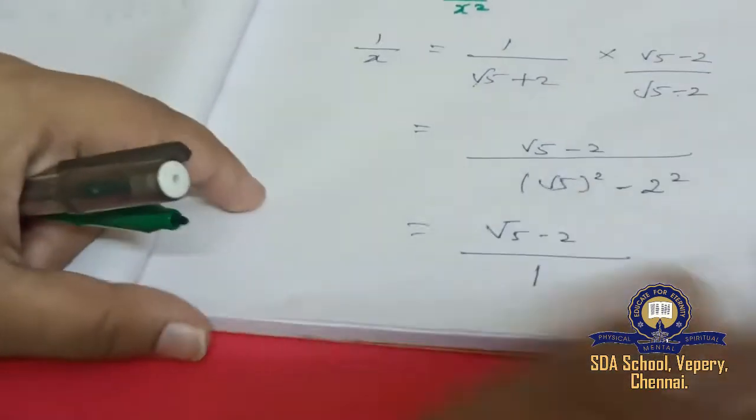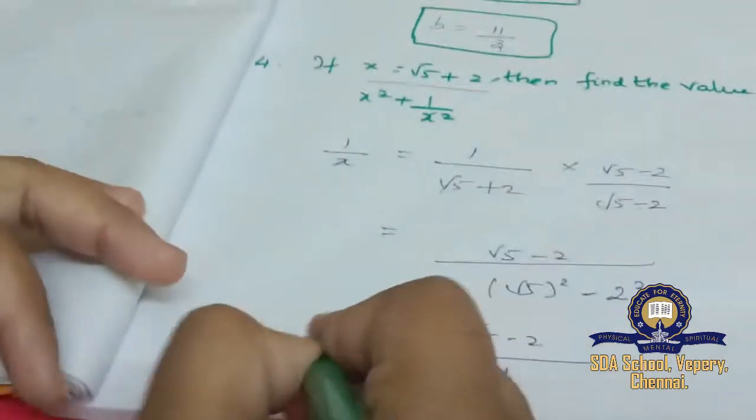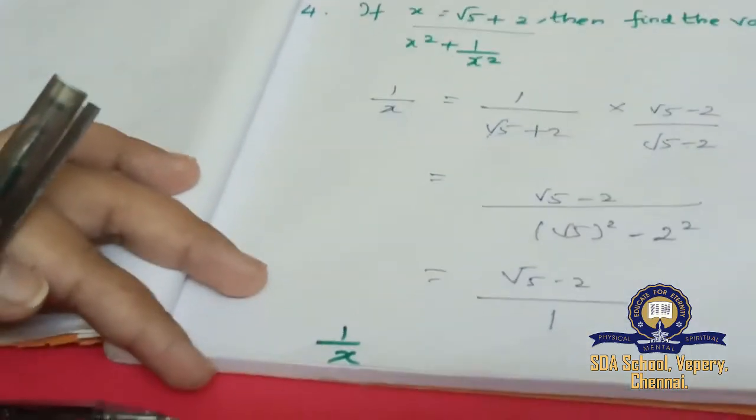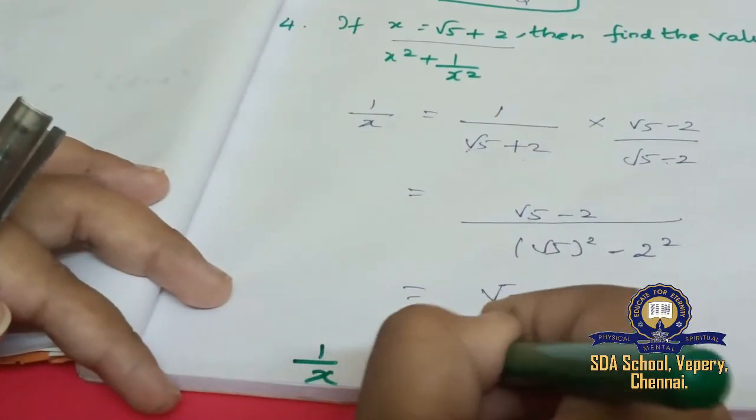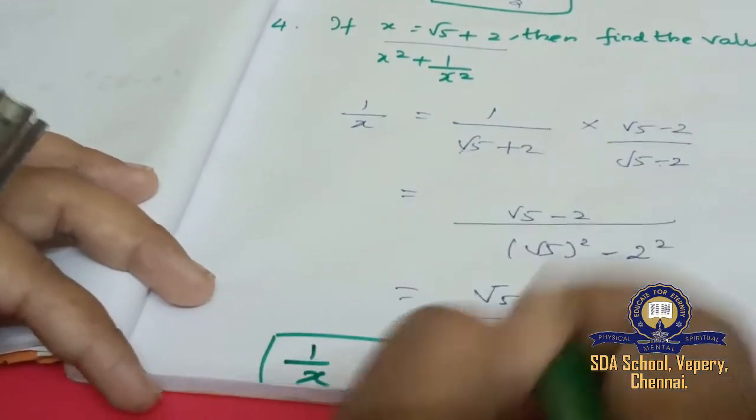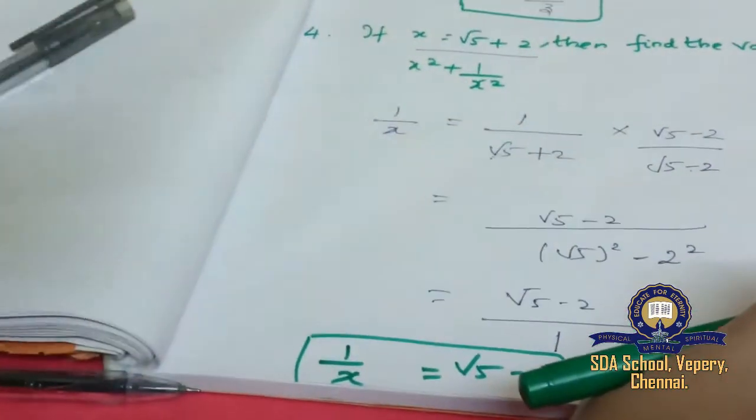So what is my 1 by x? 1 by x would be root 5 minus 2. Now let me go substitute in this formula.